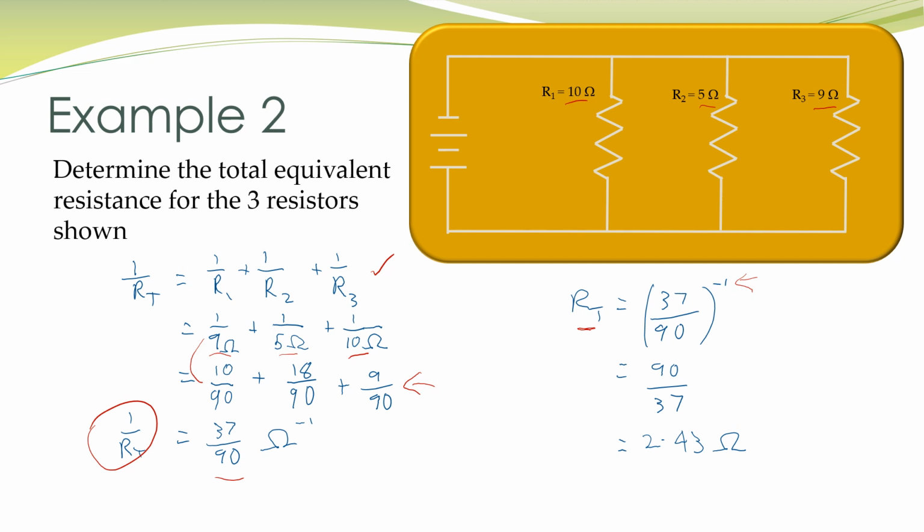So we end up down here where we've got 90 over 37, and how many times does 37 go into 90? You may be able to use your calculator for that one. 2.43 ohms is our total resistance here.